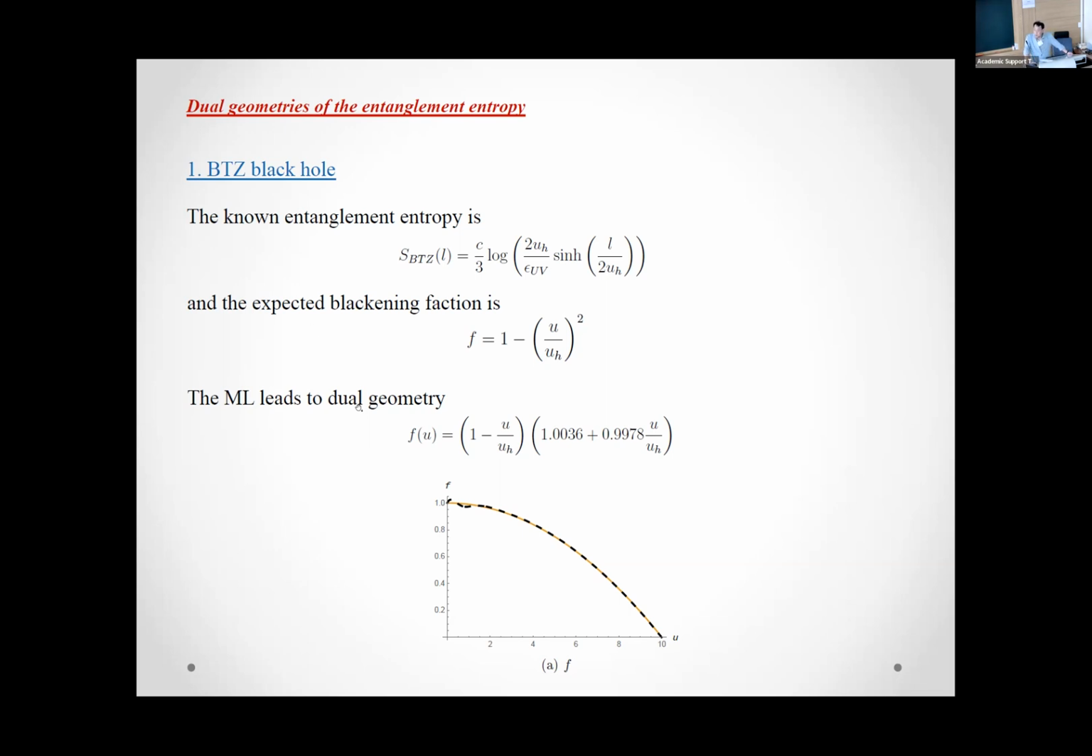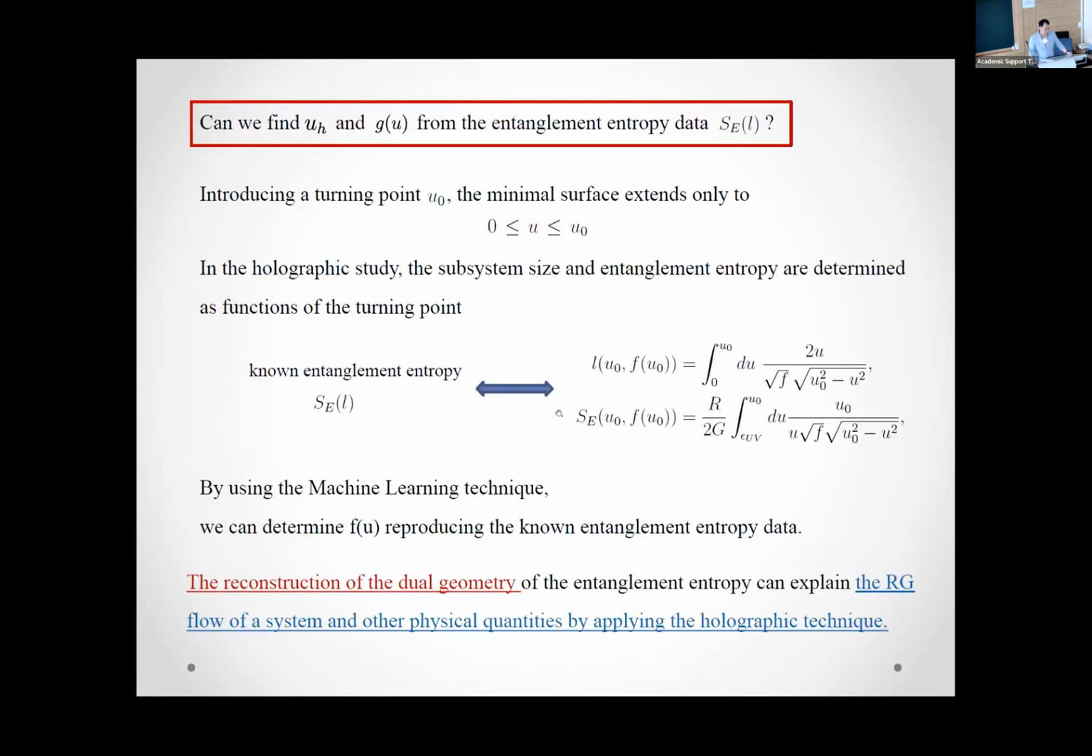So that is the two-dimensional conformal field theory result at finite temperature. In this case, the dual geometry, the BTZ black hole, has this blackening factor. So we start from this one. This is the quantum field theory data, and we try to find the dual geometry. Using machine learning, we already know this ln S_E, and we try to find u0 and an unknown function f, which gives rise to this known result.